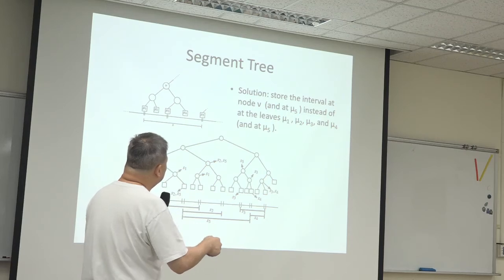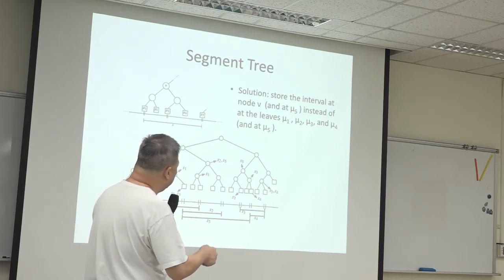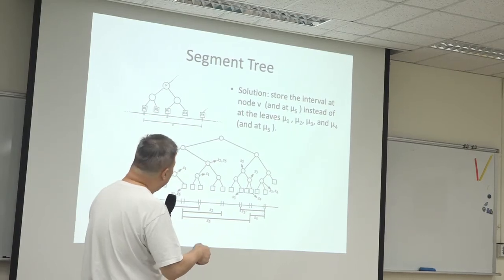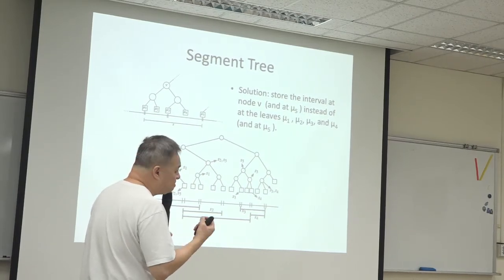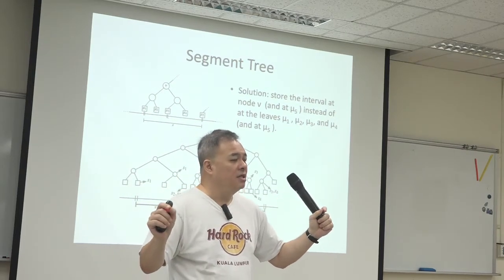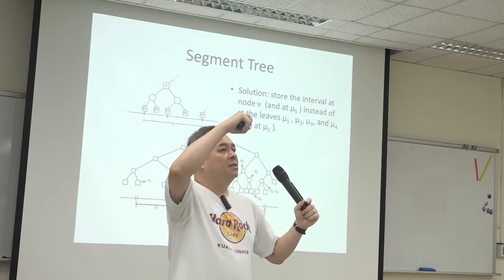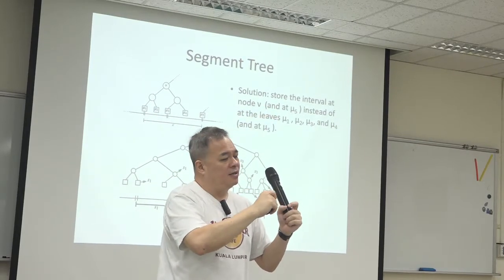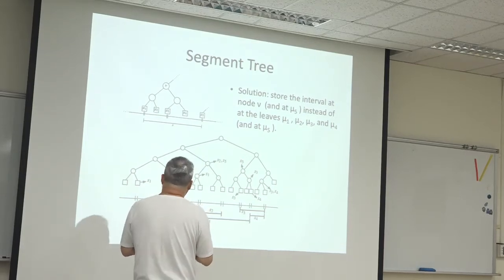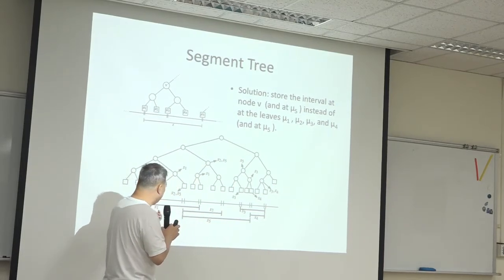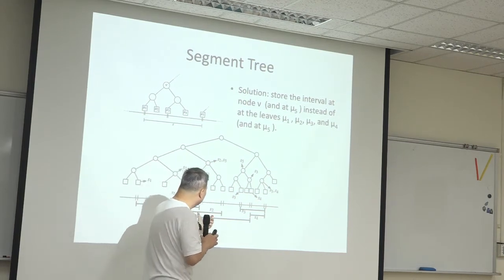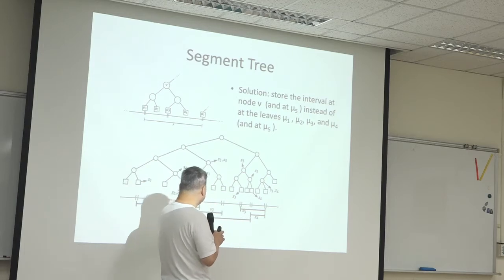The solution is to store the interval at a node v, instead of at the leaf nodes, if that segment goes across the elementary intervals of that node's subtree. Let me show you. In this example we have 5 intervals: S1, S2, S3, S4, and S5.